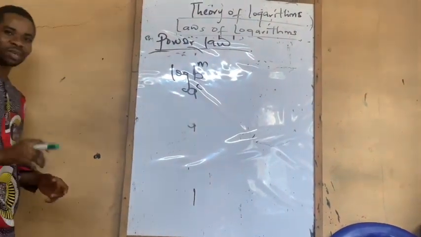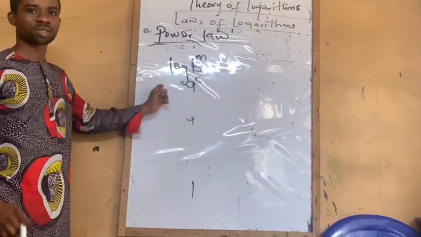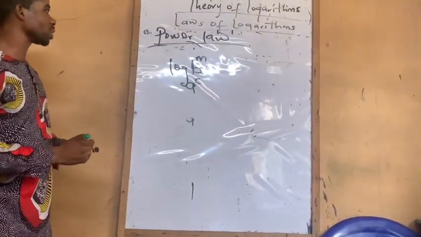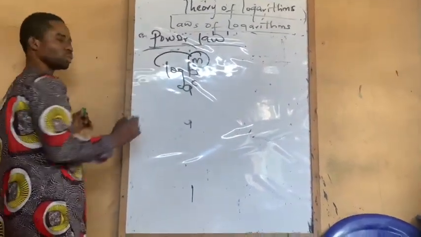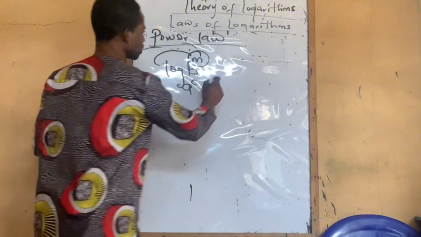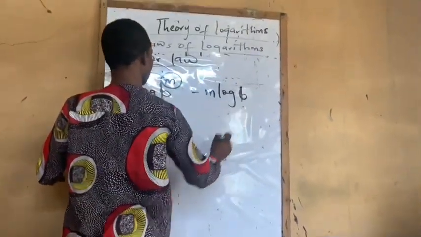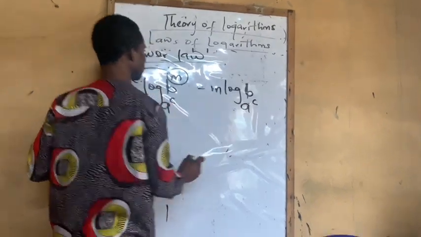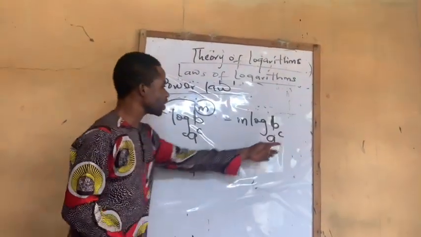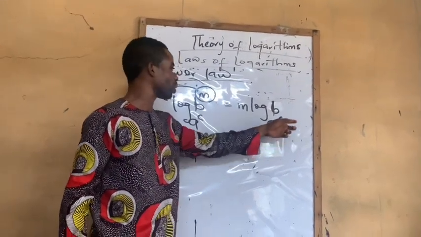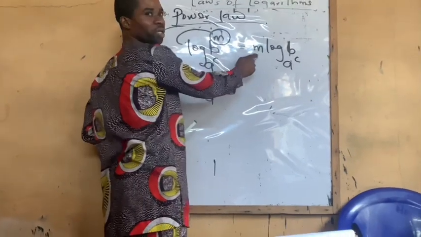You can also get to a point in logarithms where you have something like this. How will you not tamper with something like this? And you know that normally this will come here. It is allowed for this to come here. That means m log b base a raised to power c. Now, anytime the base is having the power, this one will come and become 1 over here.